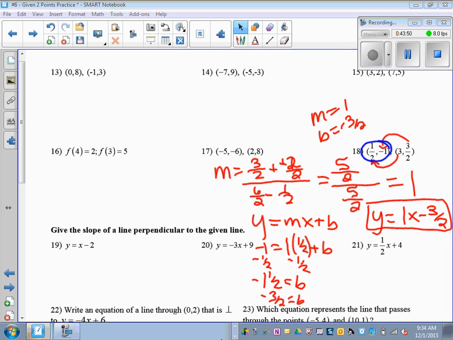Alright, I'm going to go and pass out your homework to you. You need to have at least the odds completed on your classwork. If you did not get the odds done, that is also part of your homework. Your homework is finishing the odds on the classwork as well as this worksheet here. Worksheet 7.